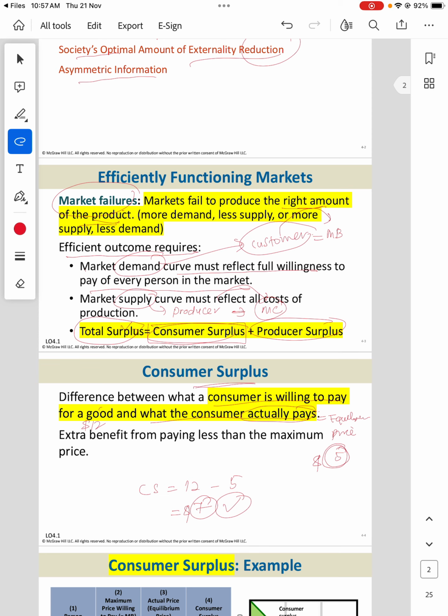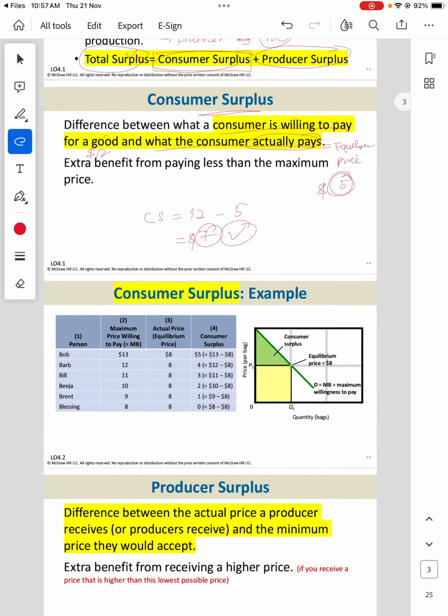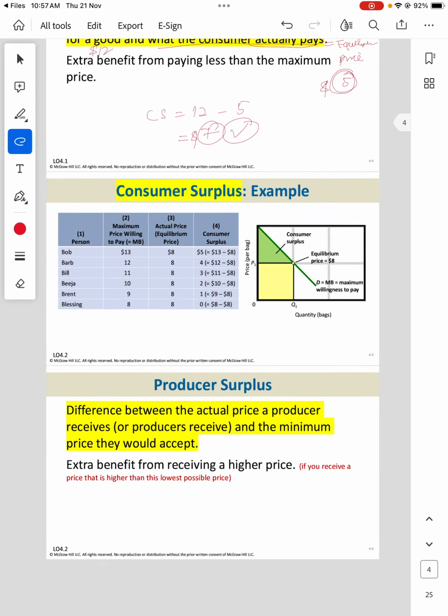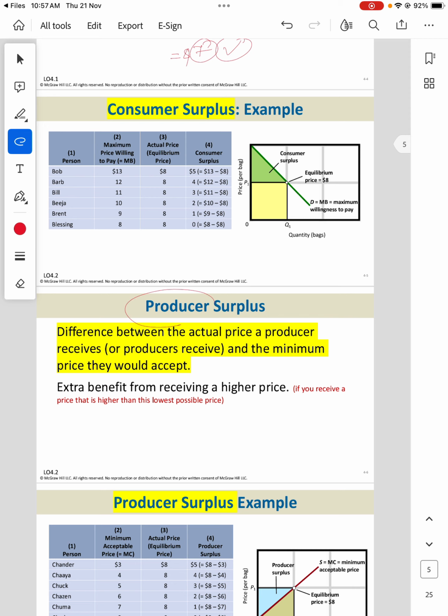I am willing to pay 12 for that product, but the market price is only 5. So in a psychological way, I made a profit, a profit of 7. Now that we know the consumer surplus, there must be the producer surplus as well.